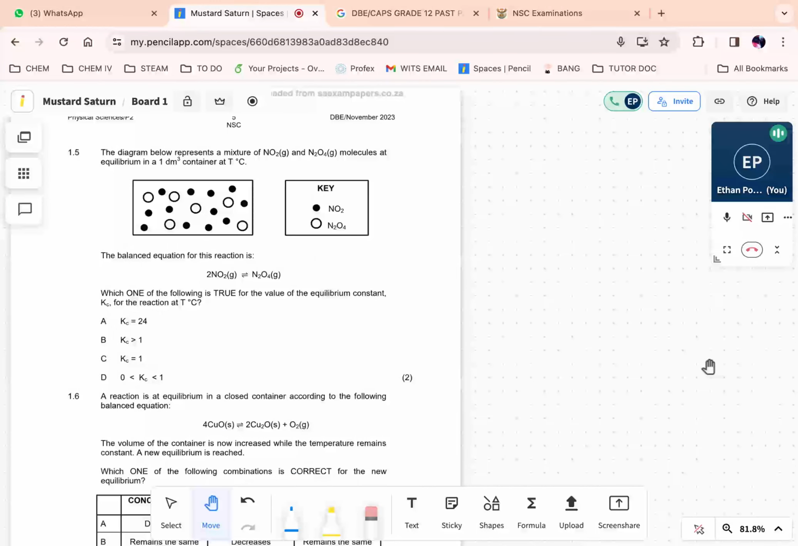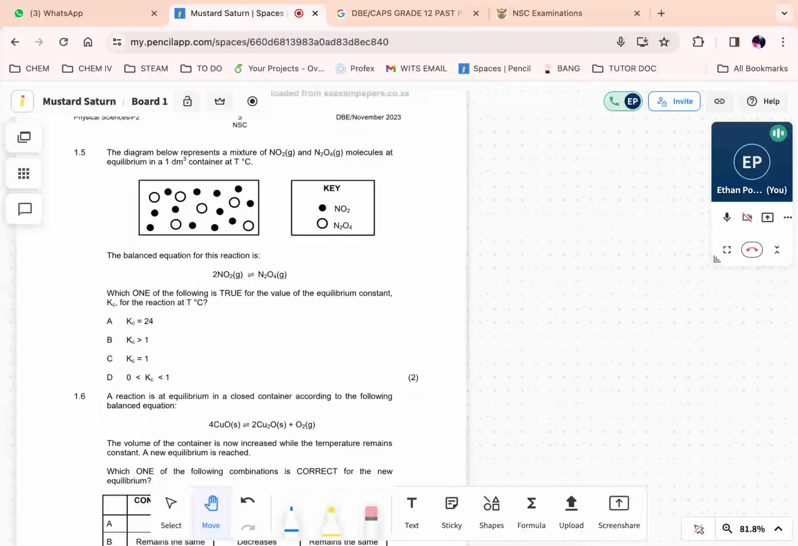Moving on to question 5, the diagram below represents a mixture of two gases. It tells us that they're at some temperature and the container has a volume of roughly 1. They give us the reaction equation and now ask us to compare the equilibrium constant Kc. So let's just remember what the equation for Kc is. The equation for Kc is the concentration of products over the concentration of the reactants.